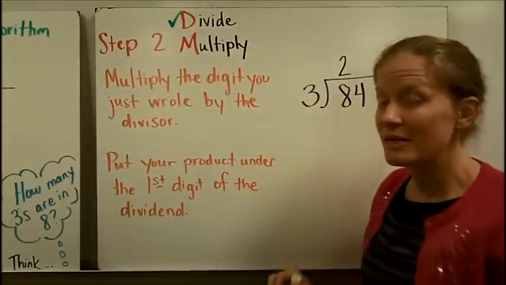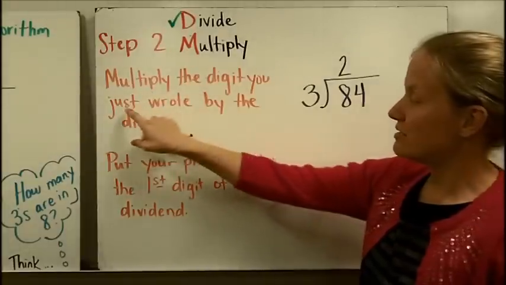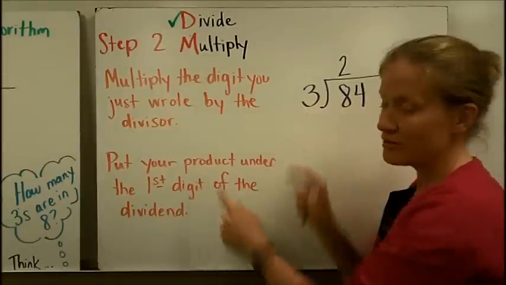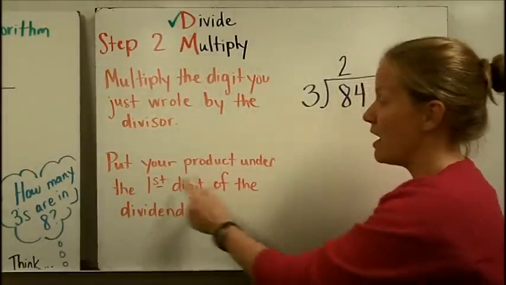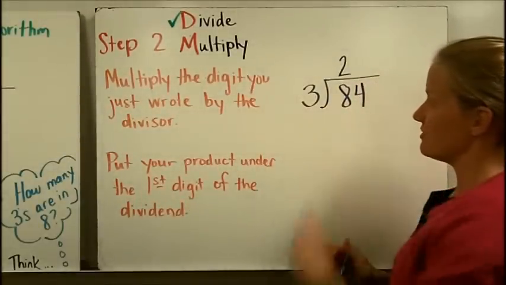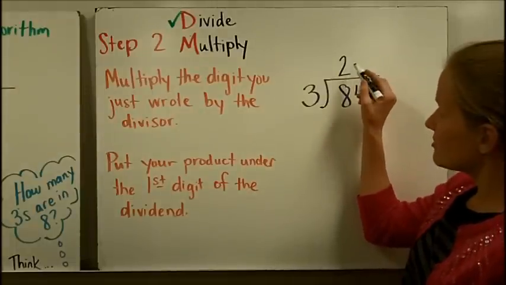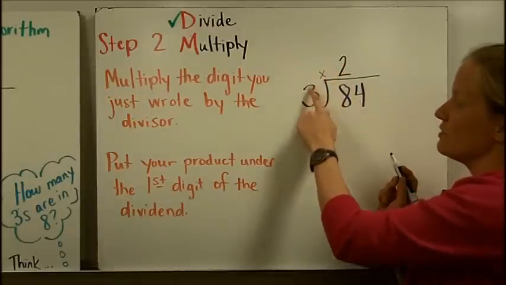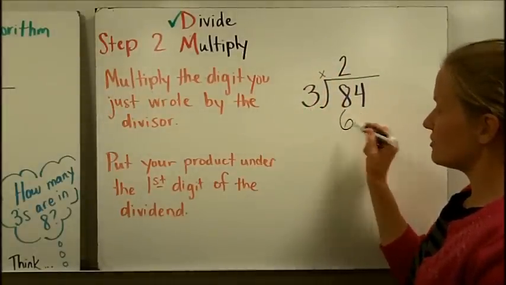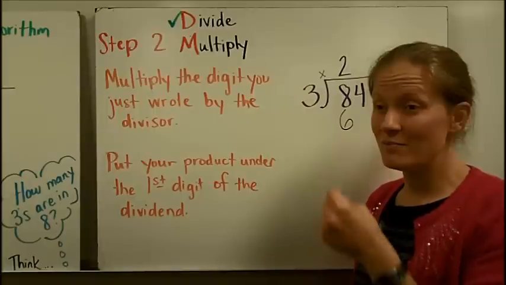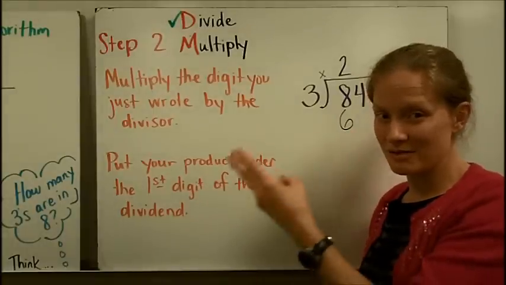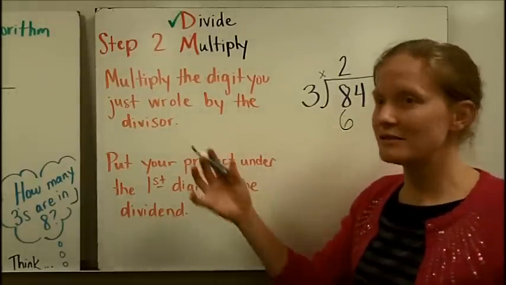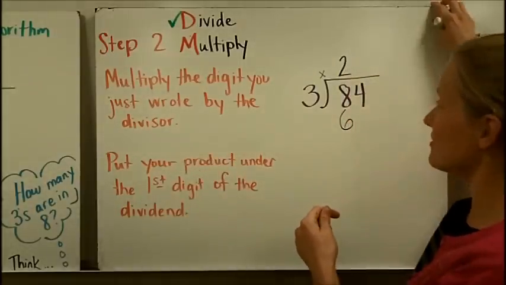Now I'm going to do the second step, which is to multiply. I'm going to multiply the digit I just wrote down by the divisor. And I'm going to put my product, remember that's an answer to a multiplication problem, under the first digit of the dividend. So all I'm going to do in step 2 is multiply what I just got times, sometimes it helps to put a little multiplication sign there, 3 times 2, and put my answer right here, which, remember when we counted by 3s, 3, 6, 6 was the number that we landed on. And then we'll see what the next step is. Getting all excited and ready to move on. Let's see what the next step is on the next slide.